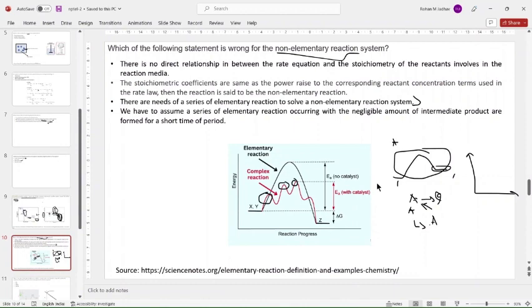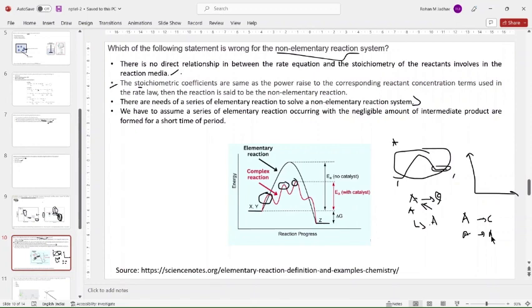This is just the inverse of this. Then there is a need for a series of elementary reactions. Since A is forming C directly, we can write A forms A star, that's an intermediate. Then A star goes on to form B, that's another reactant. Then B goes and forms C. So you can see here, it did not happen directly. It has gone through a series of two steps.